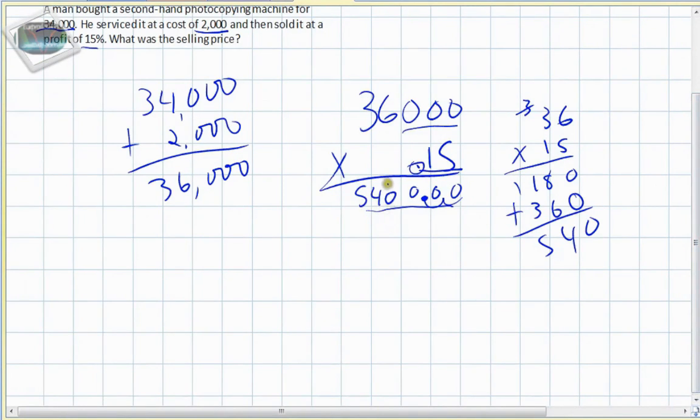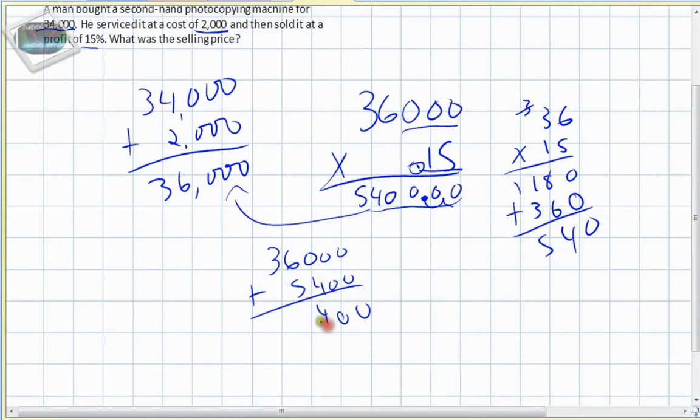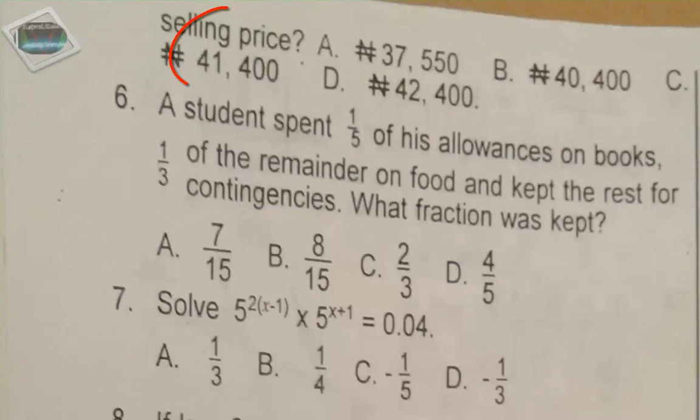But this is not how much he sold it for. This is how much profit he made. So this is the 15% profit off of this. So now we have to add that. It's 36,000 plus 5,400. Okay, so this is 0, 0, 4, and 11, 1, and here we go. 41,400.